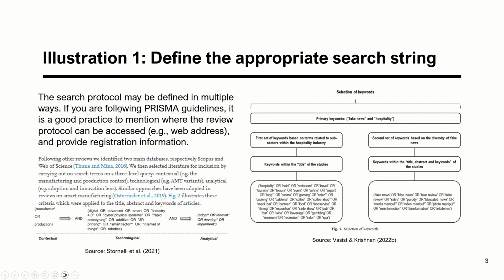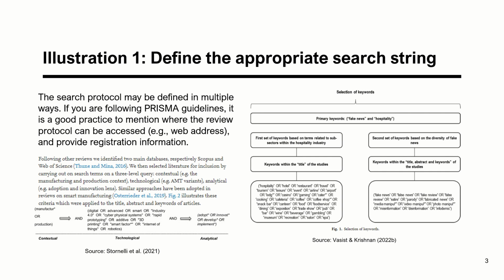So here is an example where, given that the focus was fake news and hospitality, we've identified the first set of keywords which primarily focus on hospitality, and the second which focus on fake news. And yet another aspect that you may want to bear in mind is ensuring that you are striking a balance between keeping the search protocol comprehensive and also addressing a manageable set of articles.